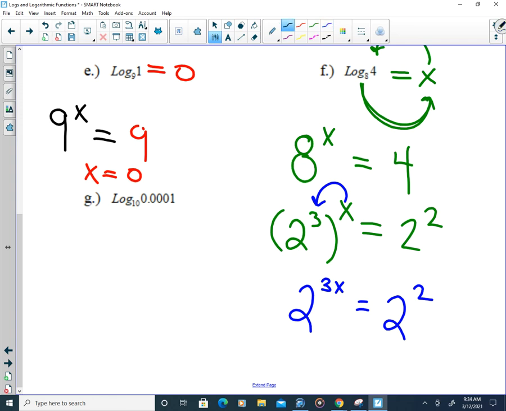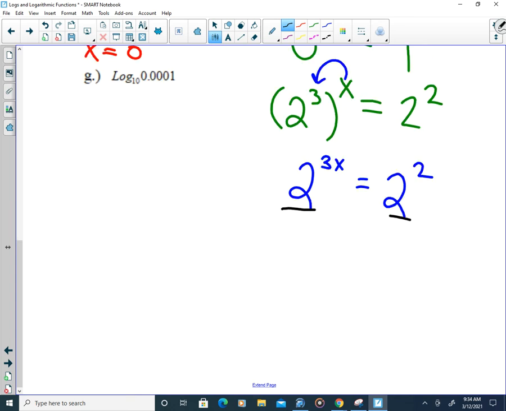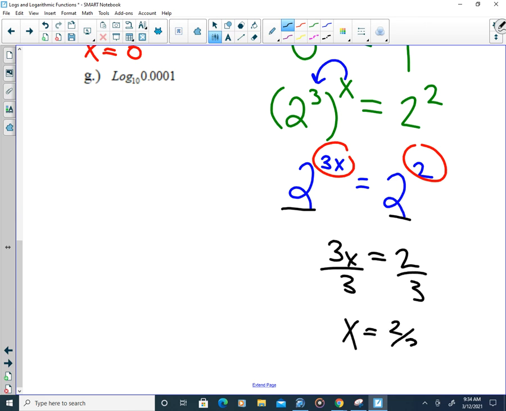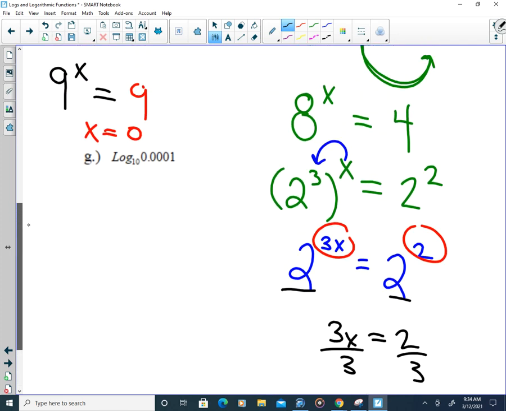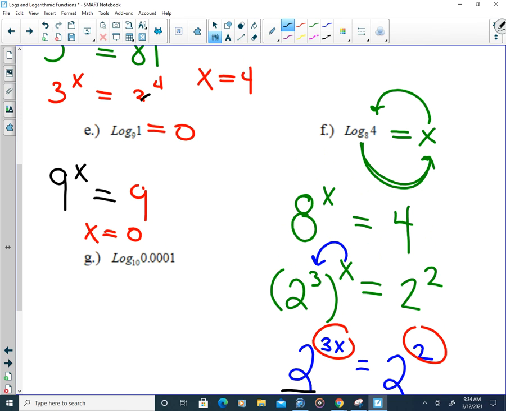Now, since I have base 2 here and base 2 here, and they're equal to each other, the only way these two powers can be equal is if their exponents are equal to each other. So we can set 3x equal to 2. Then divide by 3, divide by 3, x is equal to 2/3. So the log base 8 of 4 is 2/3.